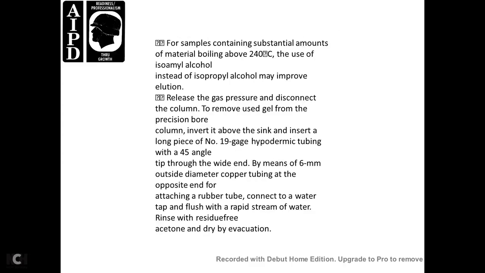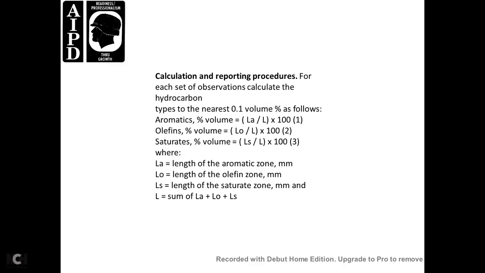For a sample containing substantial amounts of material boiling above 240 degrees Celsius, use isoamyl alcohol instead of isopropyl alcohol for the elution. Remove the gas pressure, disconnect the column, and remove the used gel from the precision bore column. Invert it above the sink and insert a long piece of 19 gauge hypodermic tubing, with a 45 degree angle at the wide end, by means of 6 millimeter outside diameter copper tubing at the opposite end attached to the rubber tube. Connect the water tap. Flush with a rapid stream of water, rinse with residue-free acetone, and dry by evacuation.